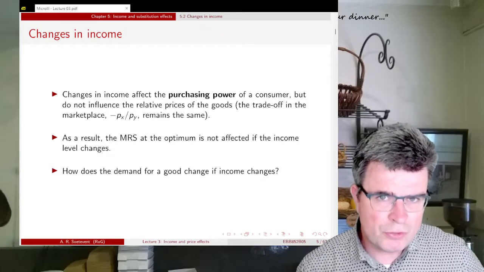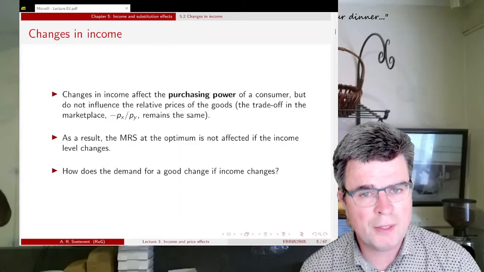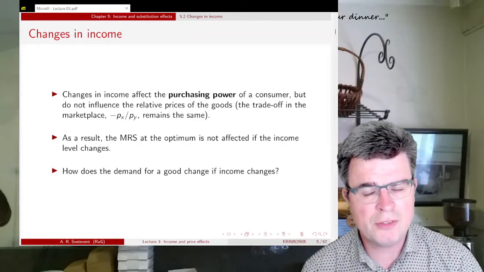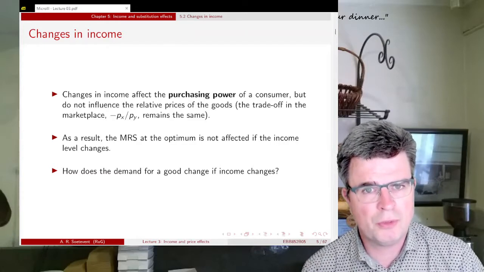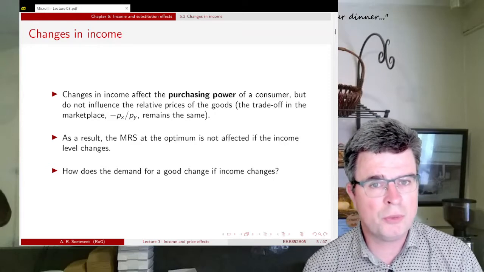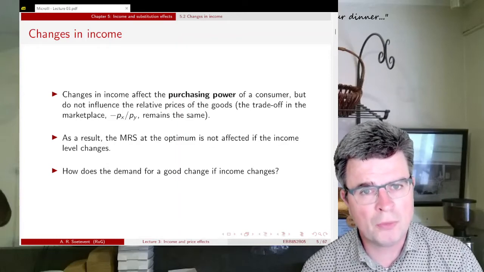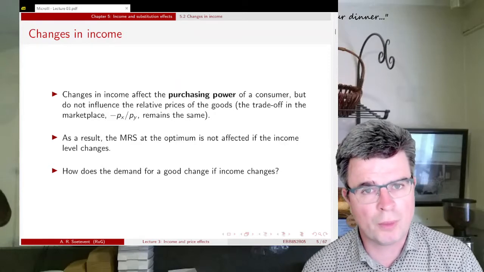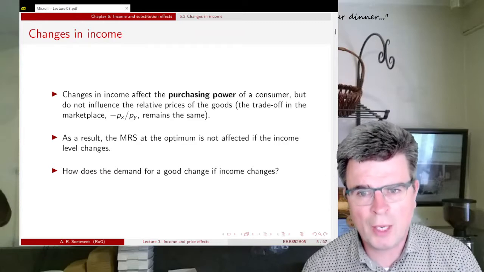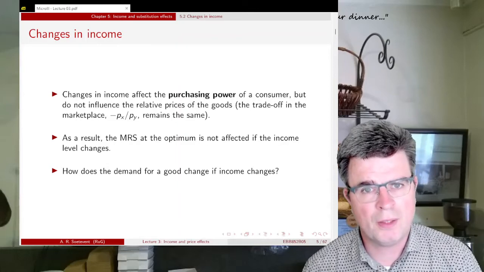Let's start with changes in income. If someone experiences a change in income, then he experiences a change in purchasing power. If income increases, the purchasing power of that individual increases, which means that given his new income, he has more consumption bundles that he can afford than he could before. So the individual's budget set has widened, and the opposite happens if a person's income decreases.